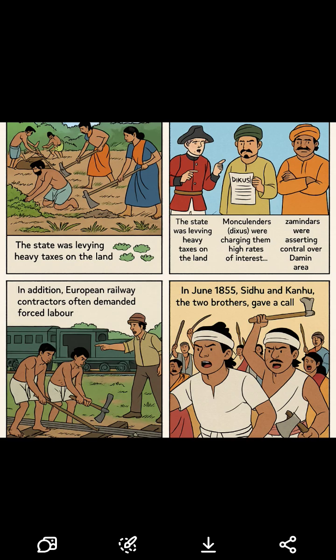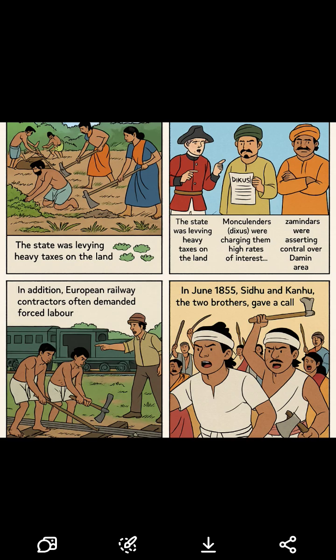4. Landlords take control. Zamindars started acting like rulers over the land, even though it was promised to Santhals. 5. Forced labour. The British railway companies made Santhals work without pay on railway construction. This is called forced labour. 6. Disintegration of community. Due to all this suffering, some Santhals migrated away. This broke the unity of the community, which the Santhals found very painful.